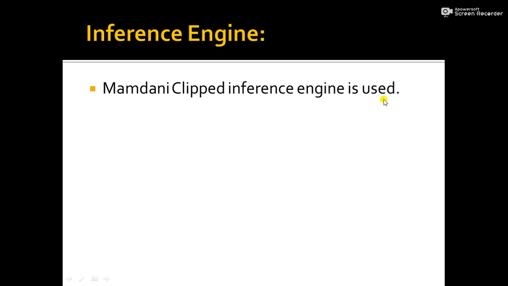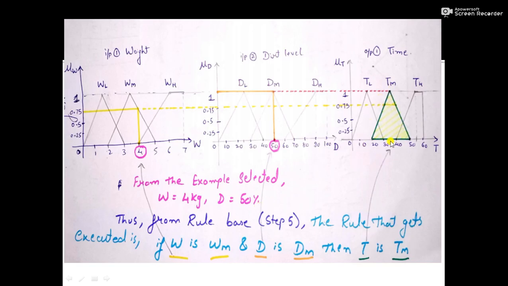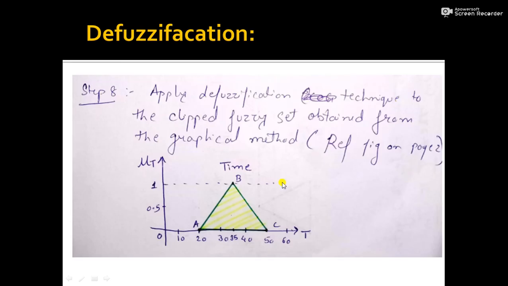Now this output is sent to the defuzzification block. You can see this triangle has been taken from this portion, so this entire triangle has come into the picture. This is what we have considered here. The range is 20 to 50, and the peak value is at 35.